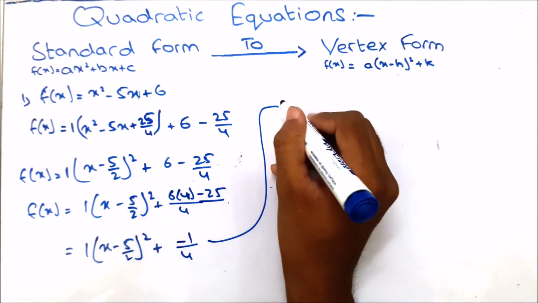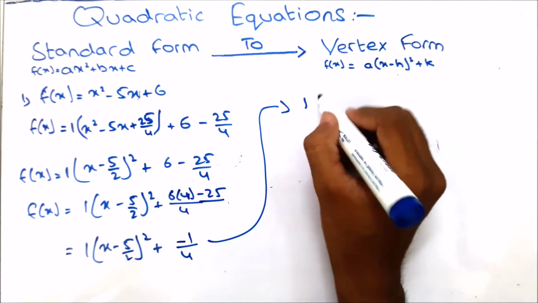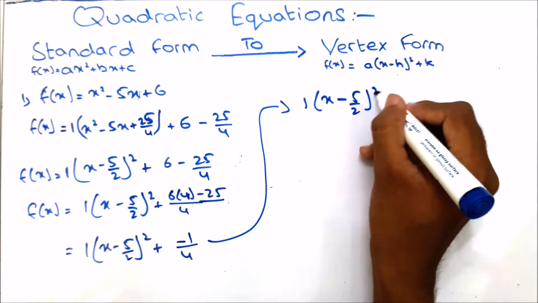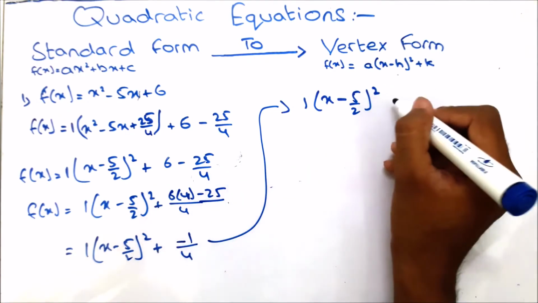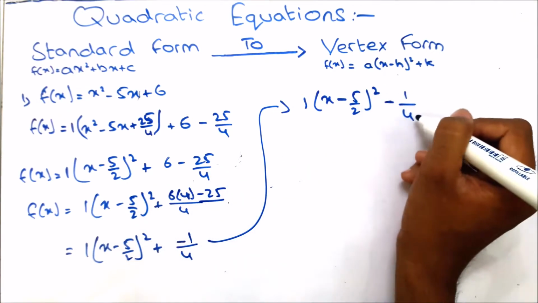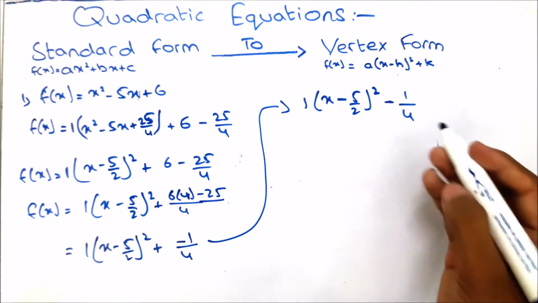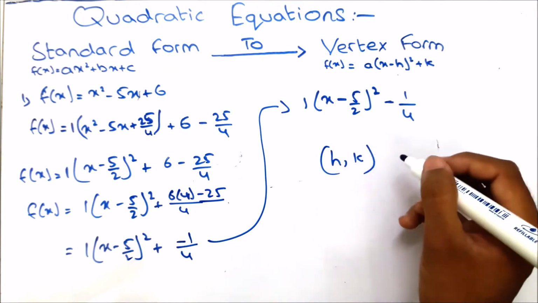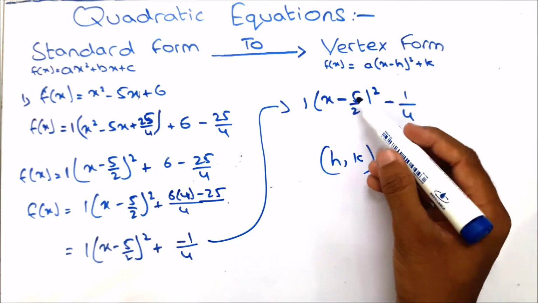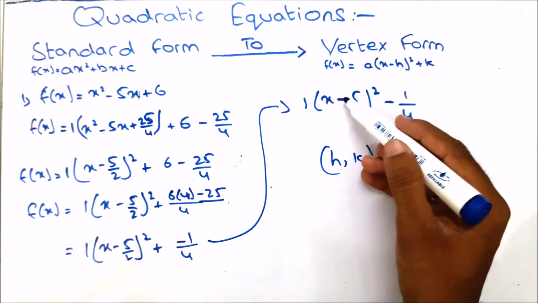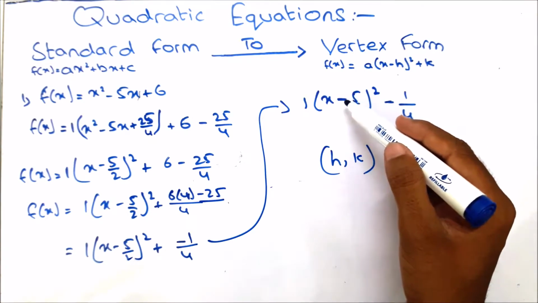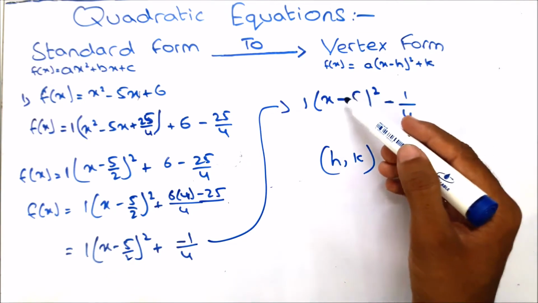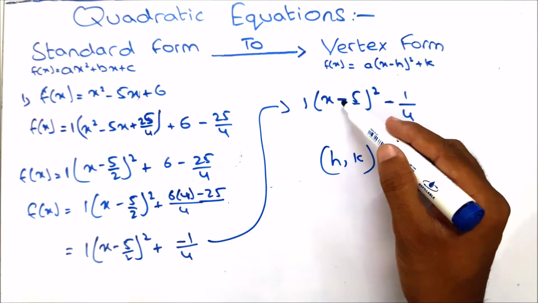Okay, so here we are with our vertex form. We have 1 as a, then we have x minus 5 divided by 2 whole squared, and minus 1 upon 4. So what is our vertex? A vertex is this h comma k, but we need to take care of one thing. This minus sign is part of the formula, so for h, whatever sign we have over here, we just take the opposite of it.